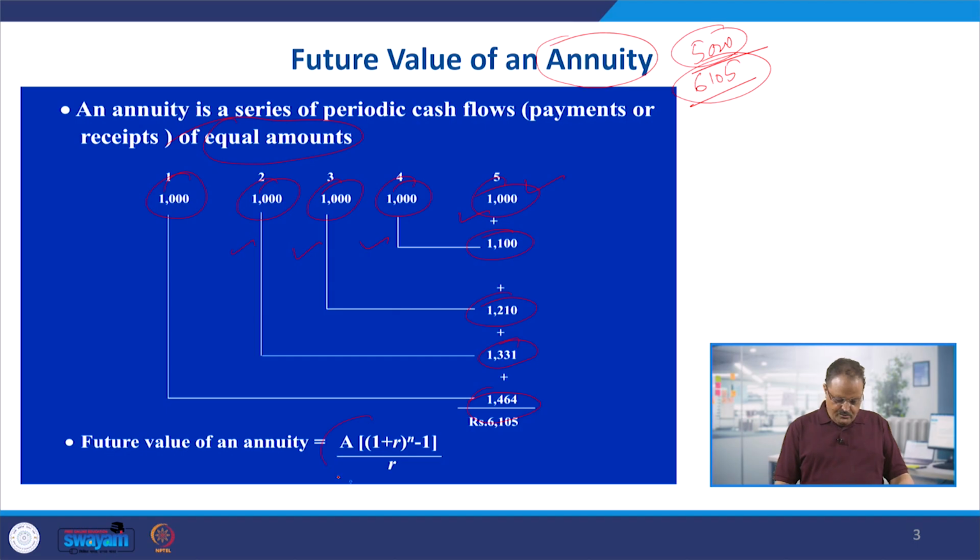But practically you can use this model. It's a very simplified model, and with the help of this model you can easily calculate the future value of an annuity, which is A. A is basically the cash flow, outflow or inflow, R is the discount factor, N is the number of years, and minus 1 divided by R, again the discount factor.